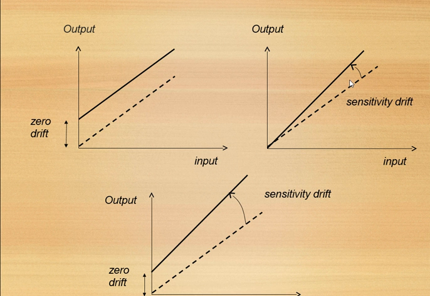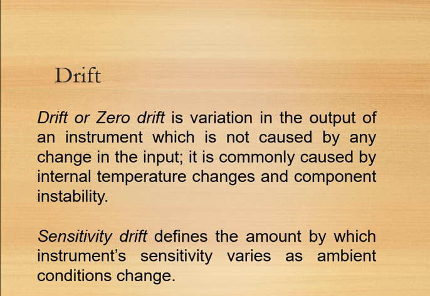Another name for this is a span drift. So you can call it either a span drift or a sensitivity drift. It is all about the sensitivity drift, which is caused by the variation in the sensitivity. I think you got the idea about this. That is the sensitivity drift.